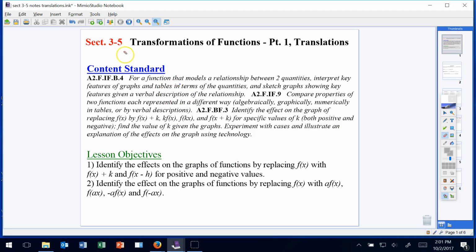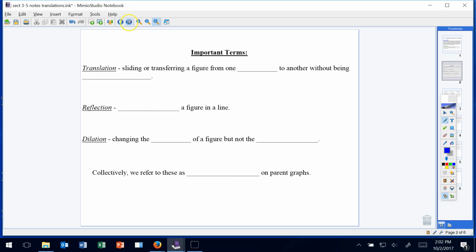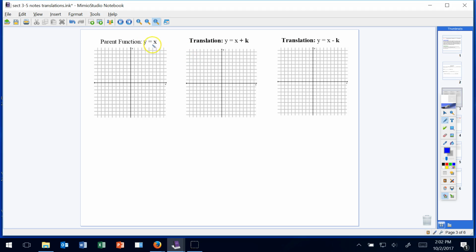I've broken it up really into three parts. We're going to look at part one in this particular video, or this slide, and the following slides are dealing just with translations, and then we'll talk about reflections and dilations after that. Okay, so I'm just going to jump into some examples.